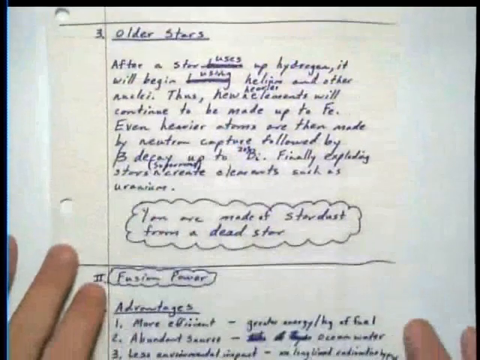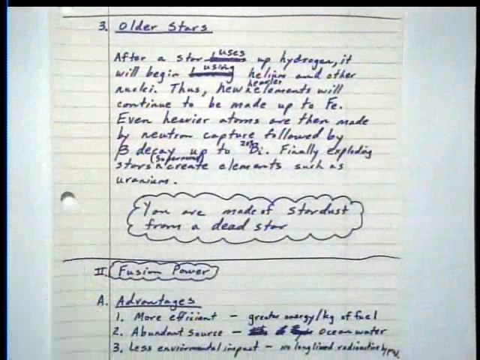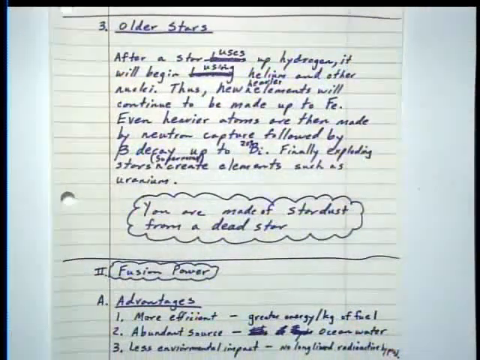So Hans Bethe did the first part of this. Willie Fowler and his group at Caltech did the later part of nucleosynthesis. So with older stars, after a star uses up hydrogen, it begins using helium and other nuclei. The new heavier nuclei continue till they get to iron, like I said. But even heavier elements are then made by neutron capture, followed by beta decay, until you get to about bismuth 209. After that, the probabilities are not good that you're going to go beyond it.